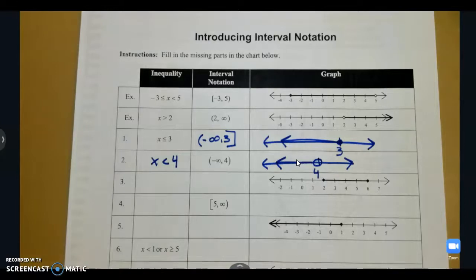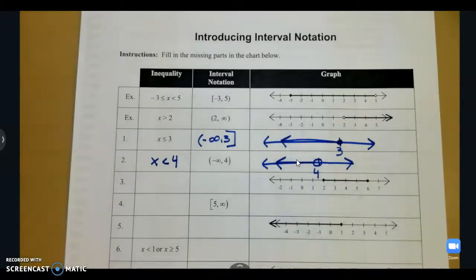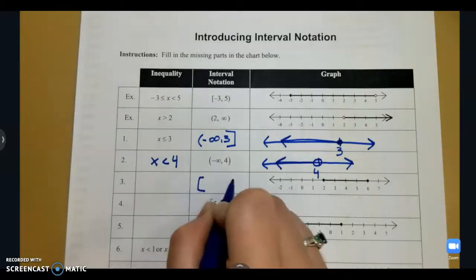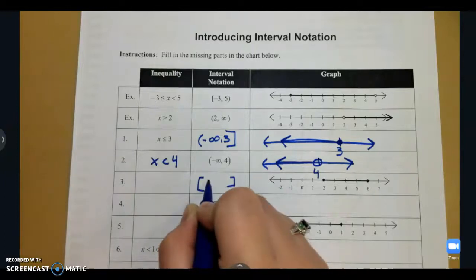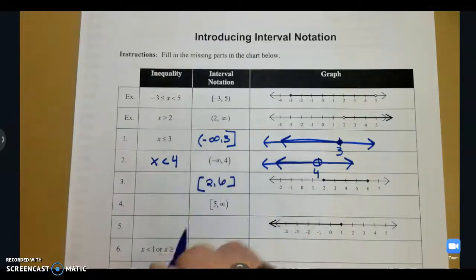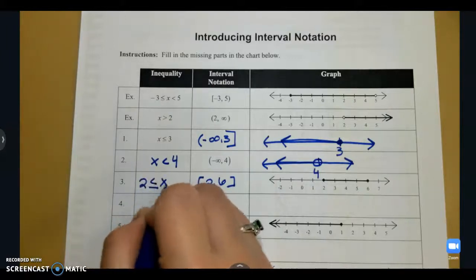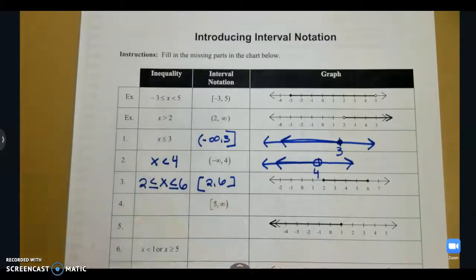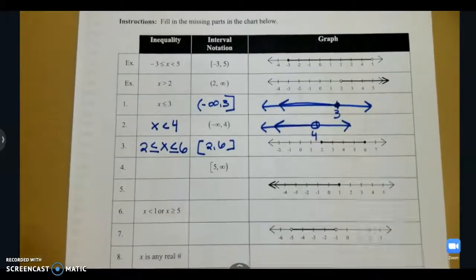Right. Let's do one more together. Number 3, our graph is 2 closed circles from 2 to 6. So my interval notation is going to be 2 brackets because I have 2 closed circles, and I go from smallest value to largest value, so that will be 2, 6. And my inequality would be that 2 is less than or equal to x is less than or equal to 6.